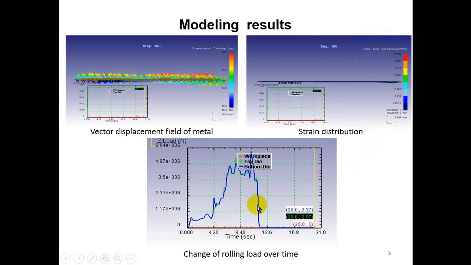Third figure shows that rolling force increases during the first 9 seconds and reaches 5.5 meganewtons. In real conditions, for this model, the rolling forces reach 5.3 meganewtons, which corresponds to a high simulation accuracy, with an error of 5.5%.